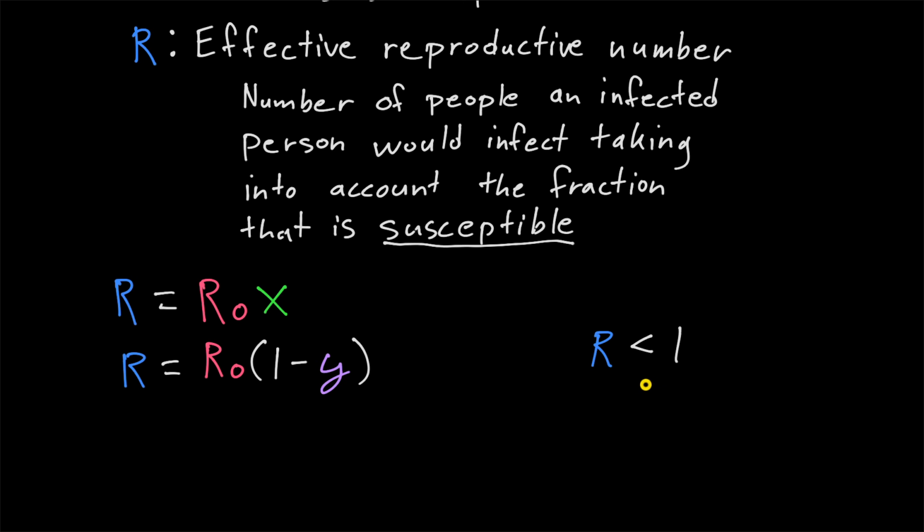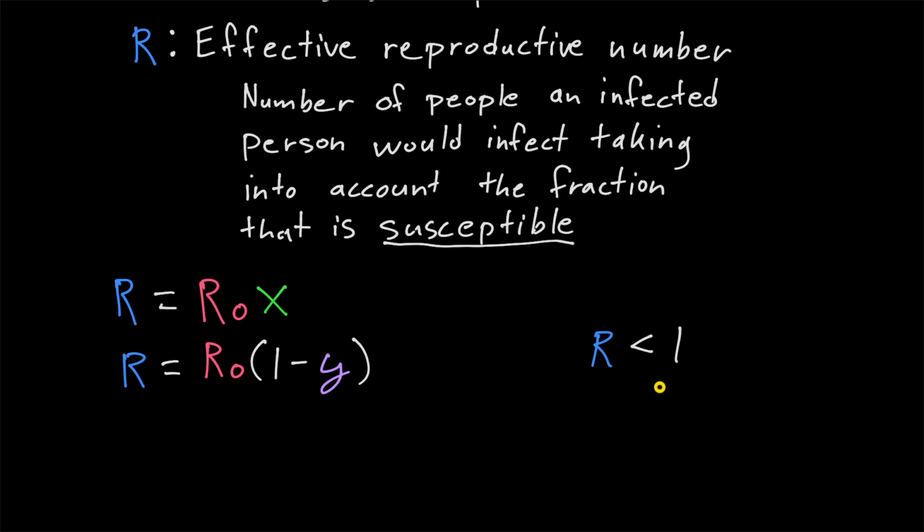Well, why? Well, what is R? R is effectively the number of people an infected person will on average infect. So if an infected person on average infects less than one person, then over time that disease is just going to become eliminated from the population.